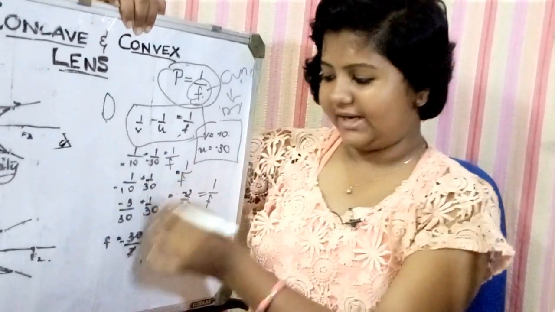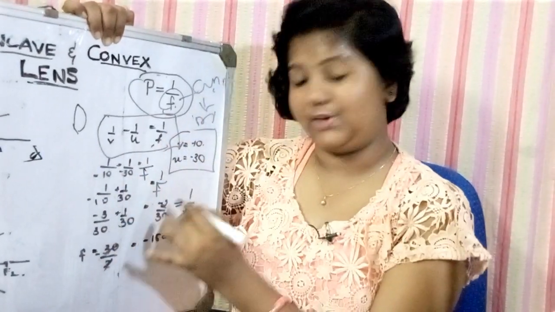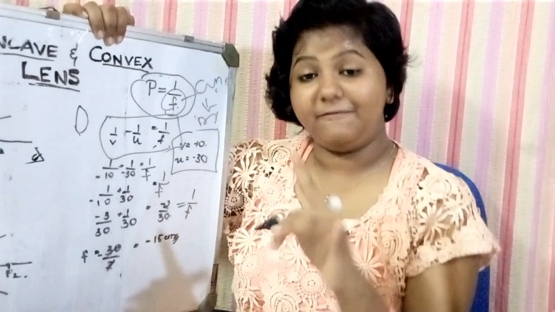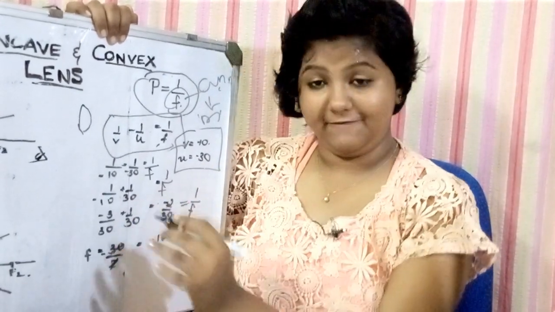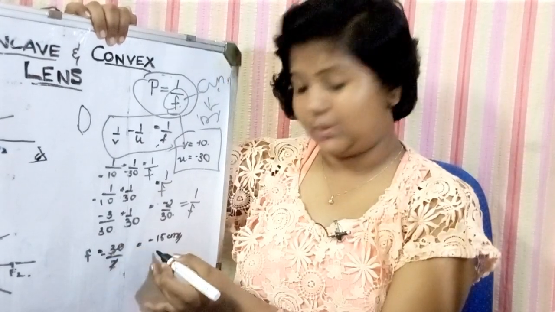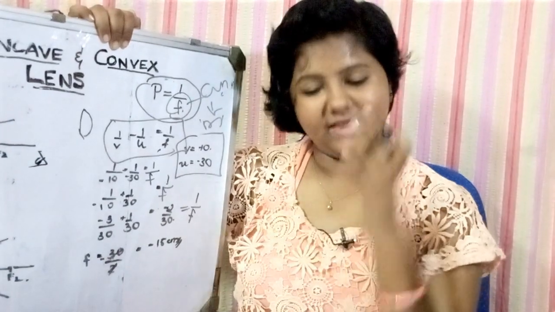So when you add, you get minus 3 by 30 plus 1 by 30 is equal to minus 2 by 30. That is equal to 1 by F. So F is equal to the reciprocal, 30 by 2, that is minus 30 by 2, which is equal to minus 15 centimeters. This is such a simple question, very easily done.